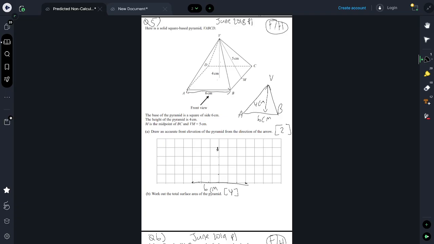And so now with a ruler, you connect it to each edge. Okay. And if you want to, you can label.